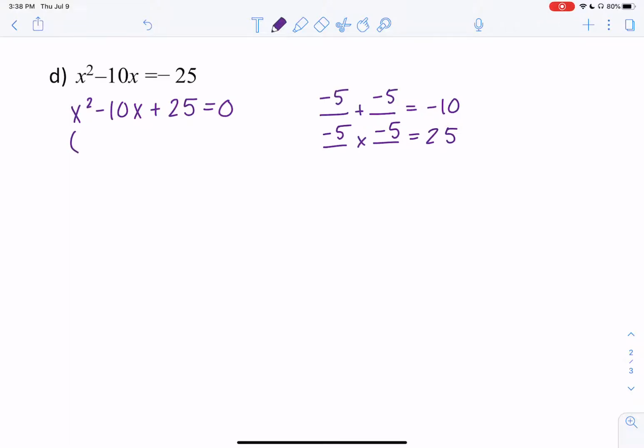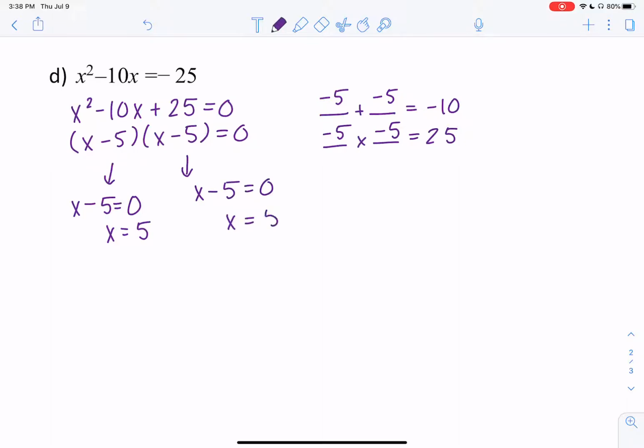So we'll have (x minus 5) squared equals 0. So we get x equals 5. If we get it twice, it just means that x equals 5. There's only one answer, and that's okay.